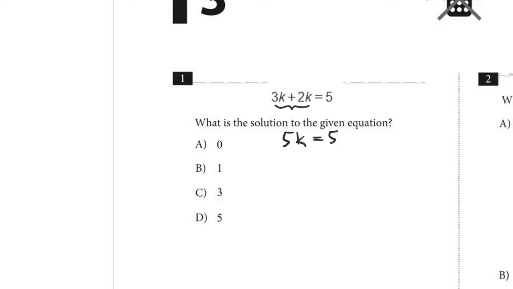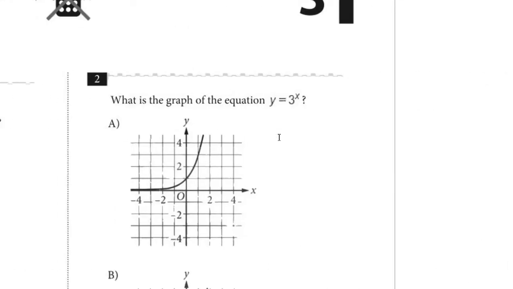And now if we ask ourselves what's happening to k, it's being multiplied. So we should divide by 5. That gives us k equals 1 on this side after this 5 over 5 canceled out. And any number over itself is equal to 1. So k equals 1, and that's the answer for this question here. Let's go over to number 2 now.